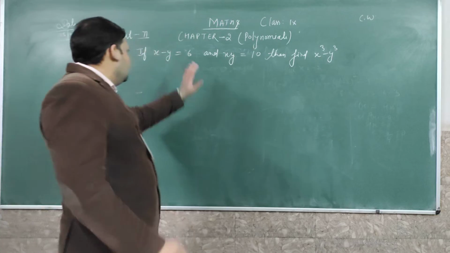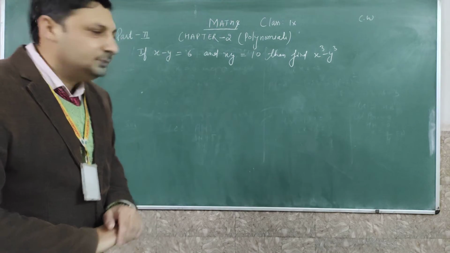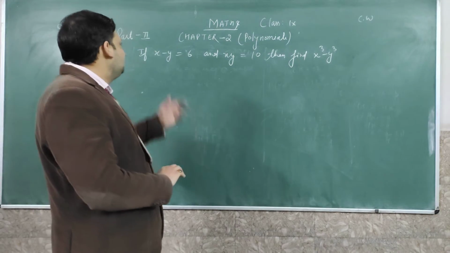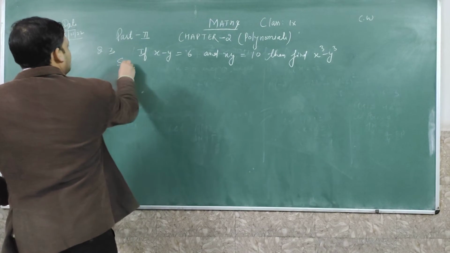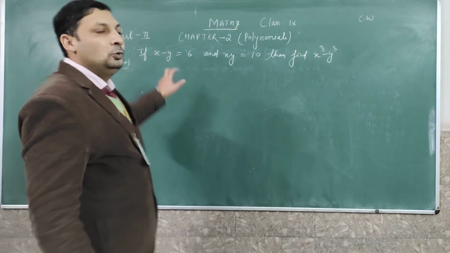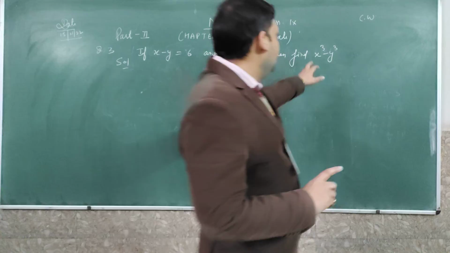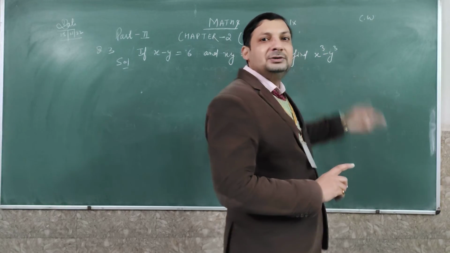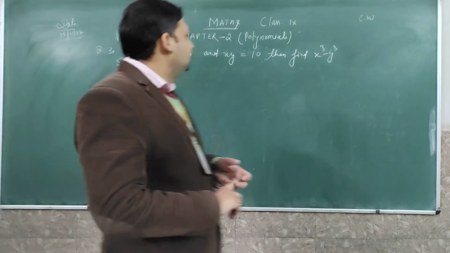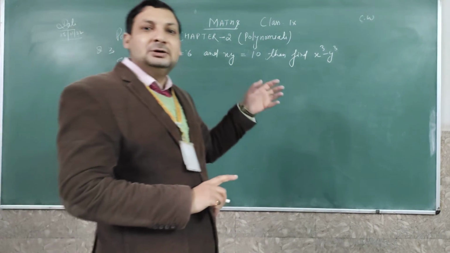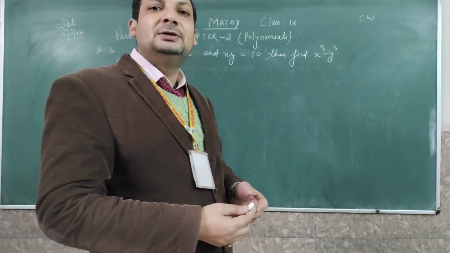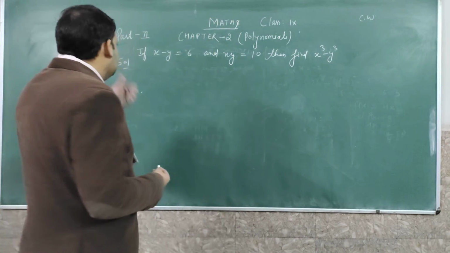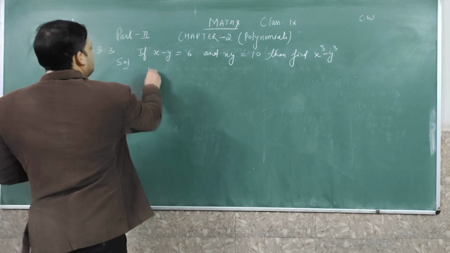Now see, x minus y equal to 6 is given, and xy is given. So it means we can call it similar to a minus b, and we can say a cube minus b cube. I will write the solution now. So this question is giving a hint to us about which formula we can use. It means we can use the formula of a cube minus b cube. So see how to make the cube solution.